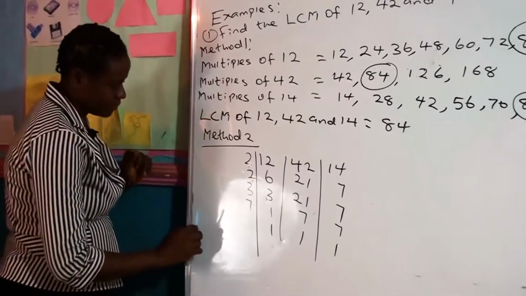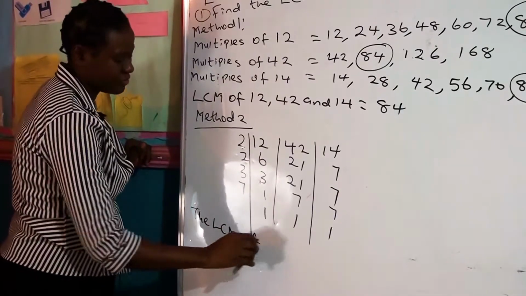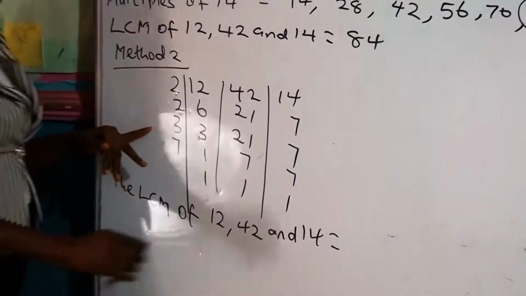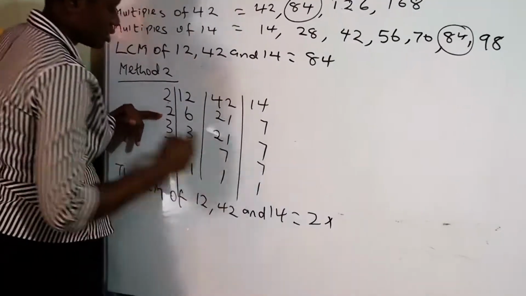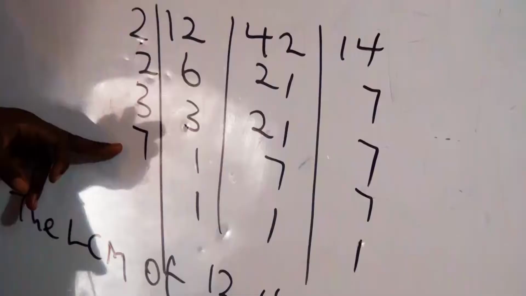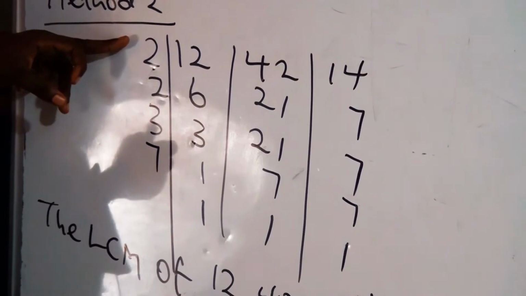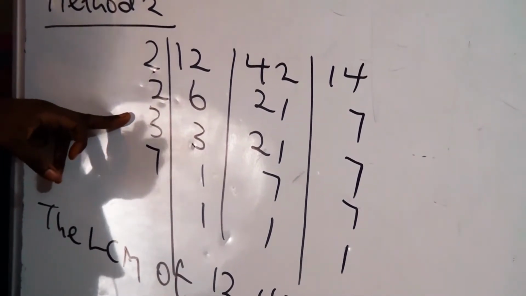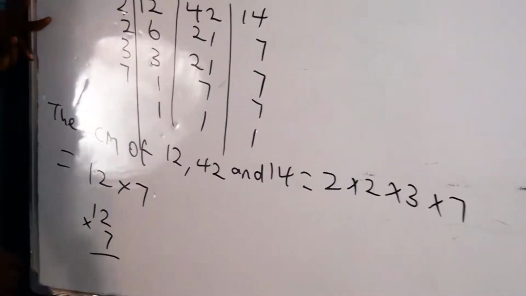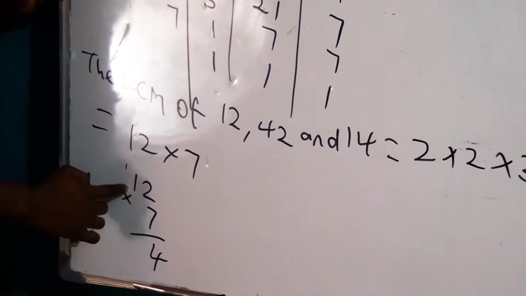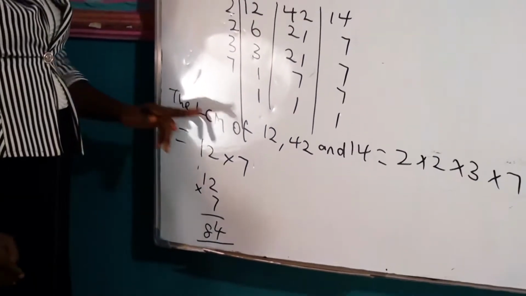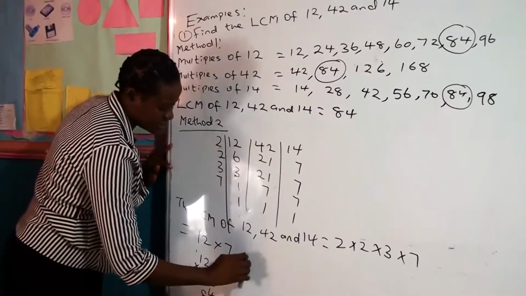So the LCM of 12, 42, and 14 from what I've done here would be 2 times 2 times 3 times 7. 2 times 2 is 4. 4 times 3 is 12. Now 12 times 7. 7 times 2 is 14. Carry 1. 7 times 1 is 7 plus 1, 8. I have 84 here. So I'll come to say the LCM of 12, 42, and 14 is 84.